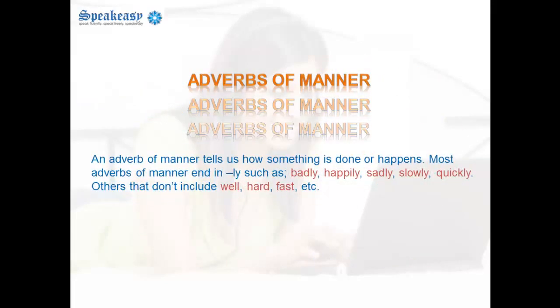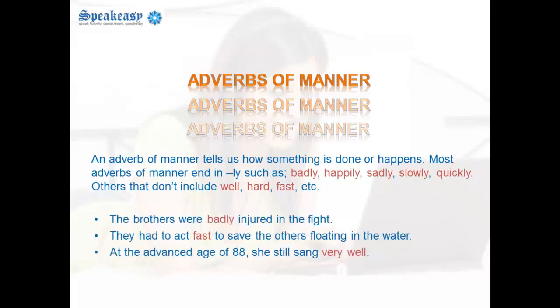Adverbs of manner tell us how something is done or happens. Most adverbs of manner end in "ly", such as badly, happily, sadly, slowly, quickly. Others that don't end in "ly" include well, hard, fast, and so on. The brothers were badly injured in the fight. They had to act fast to save the others floating in the water. At the advanced age of 88, she still sang very well.